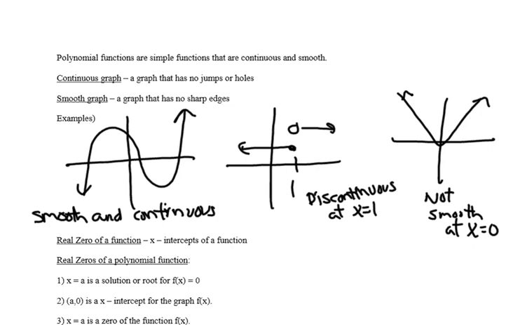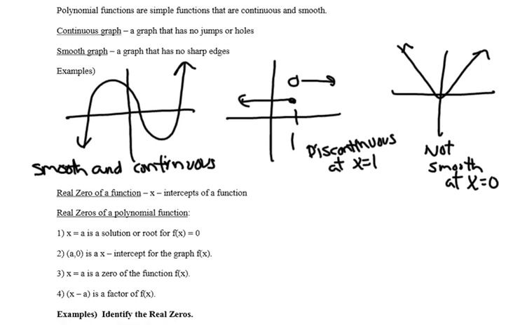Okay, in order for us to do polynomial functions, it would be nice to know what the zeros or the x-intercepts of a function are going to be. Okay, so the real zeros of a function are x-intercepts of a function. So the 4 statements below mean exactly the same thing. So x equal to a is a solution or root for f of x is equal to 0. A comma 0 is an x-intercept for the graph f of x. X equal to a is a 0 of the function f of x. And x minus a is a factor of f of x.